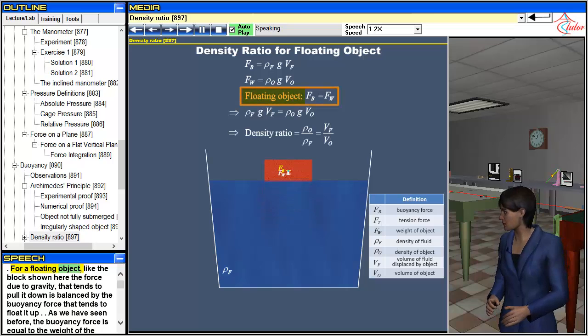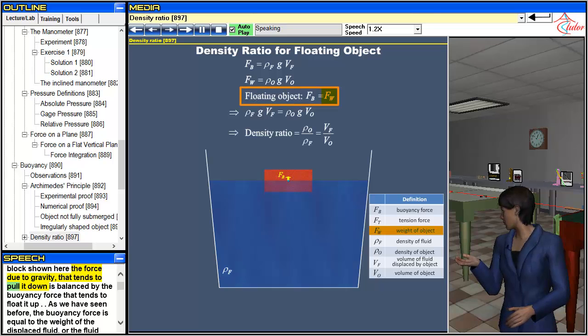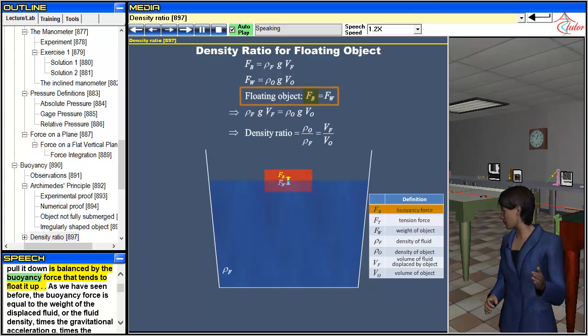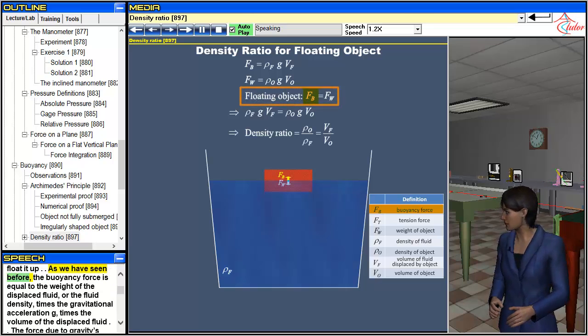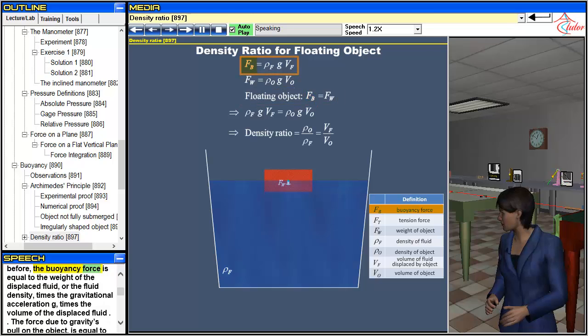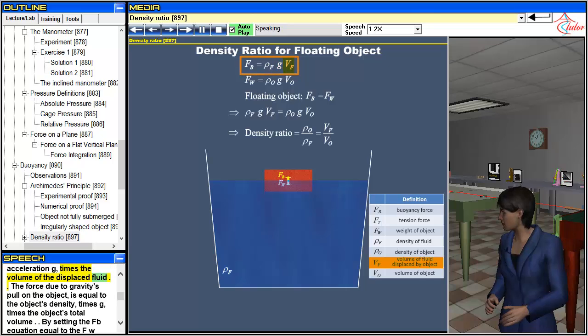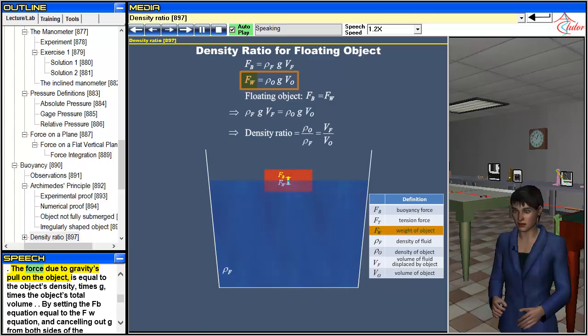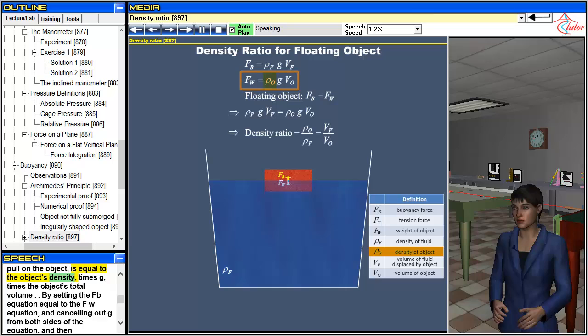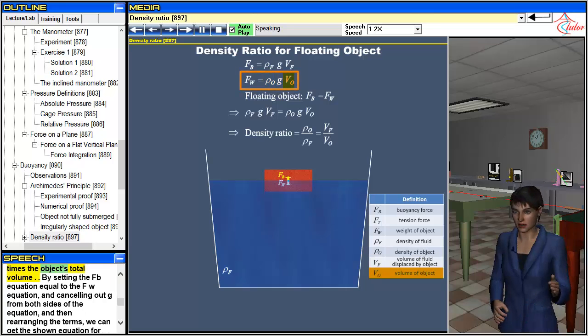For a floating object, like the block shown here, the force due to gravity, that tends to pull it down, is balanced by the buoyancy force that tends to float it up. As we have seen before, the buoyancy force is equal to the weight of the displaced fluid, or the fluid density, times the gravitational acceleration g, times the volume of the displaced fluid. The force due to gravity's pull on the object is equal to the object's density, times g, times the object's total volume.